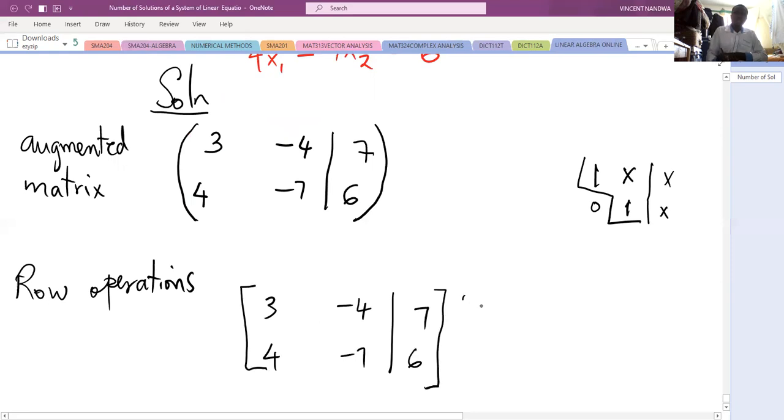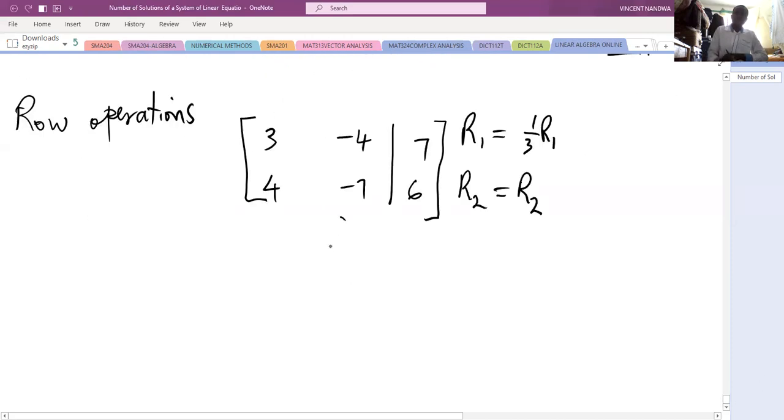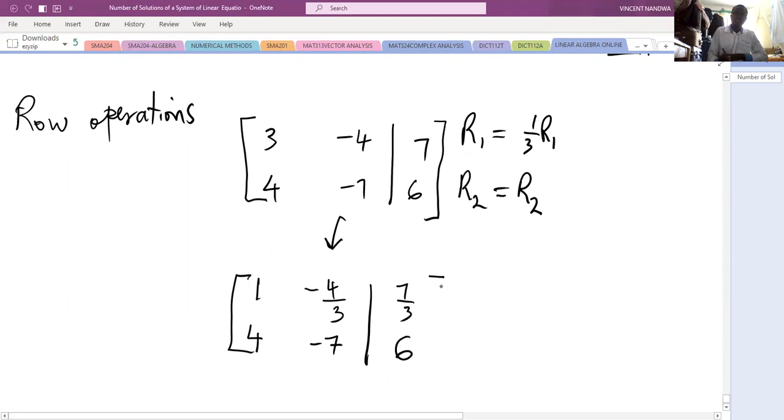We set row 1 to be a third of row 1, so that we get 1 here, and we keep row 2 as it is. This transforms our matrix to 1, minus 4 over 3, 7 over 3, and then 4, minus 7, 6. That is our first row operation.